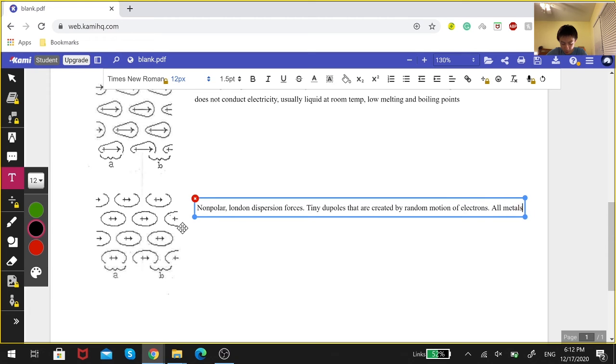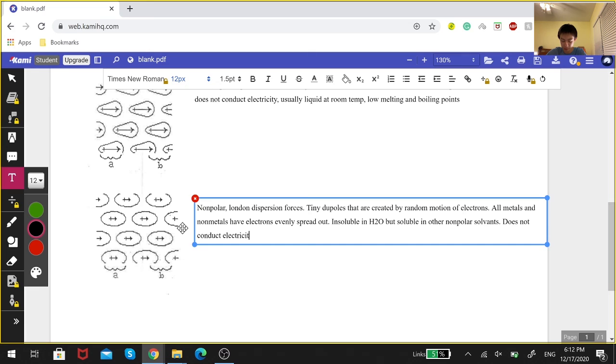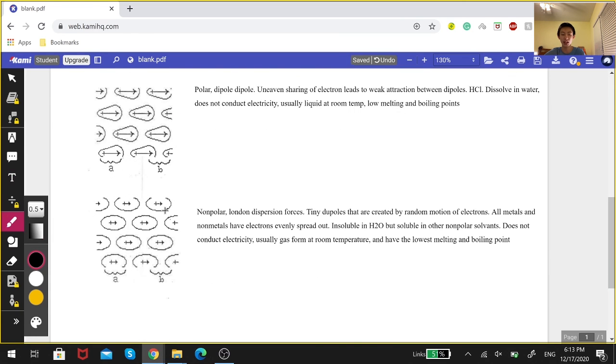Now, all metals and non-metals have electrons evenly spread out. Some properties include insoluble in H2O, but soluble in other nonpolar solvents. It does not conduct electricity, usually gas form at room temperature, and has the lowest melting and boiling point, because London dispersion forces, as we learned, is the weakest type of intermolecular forces.